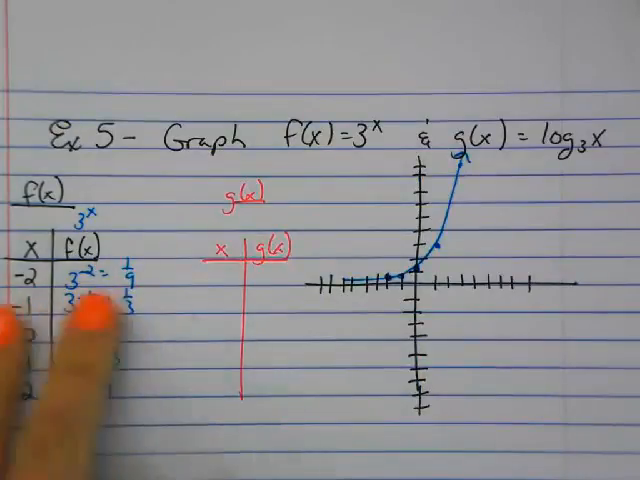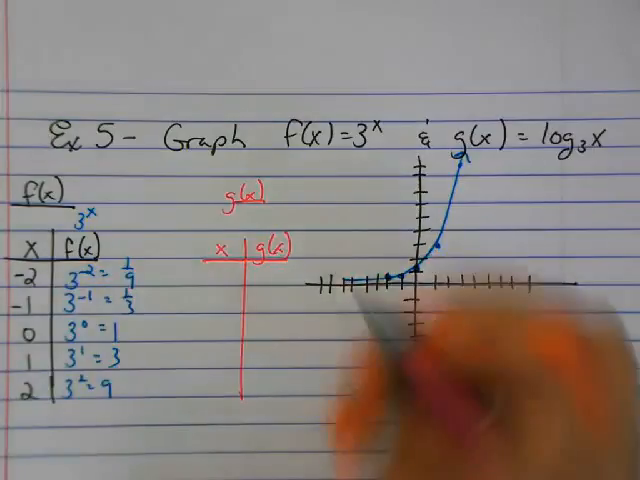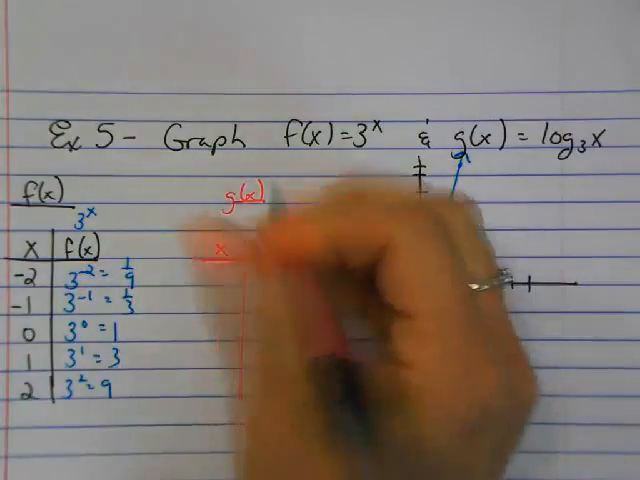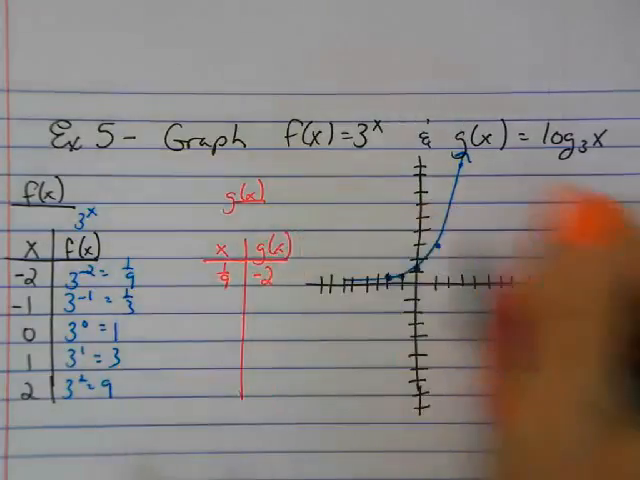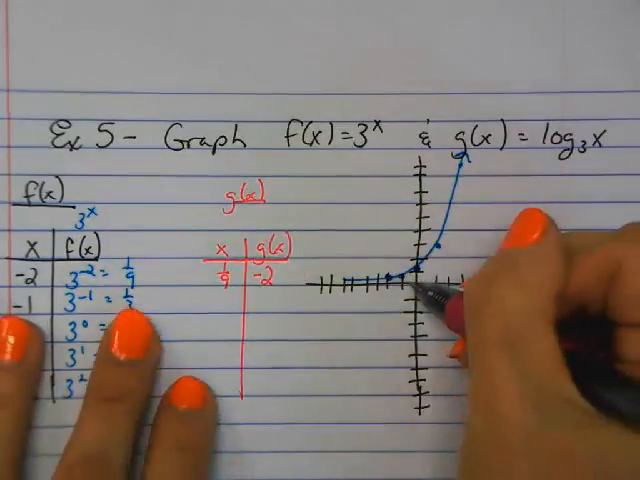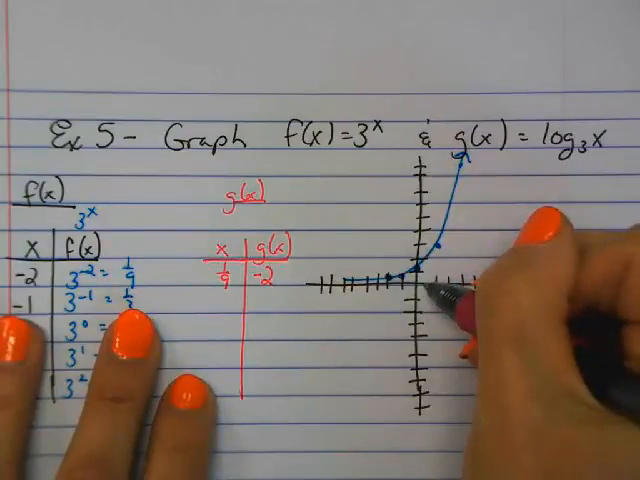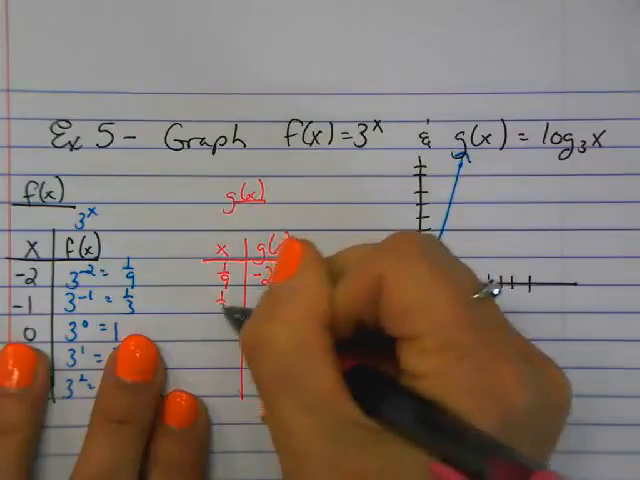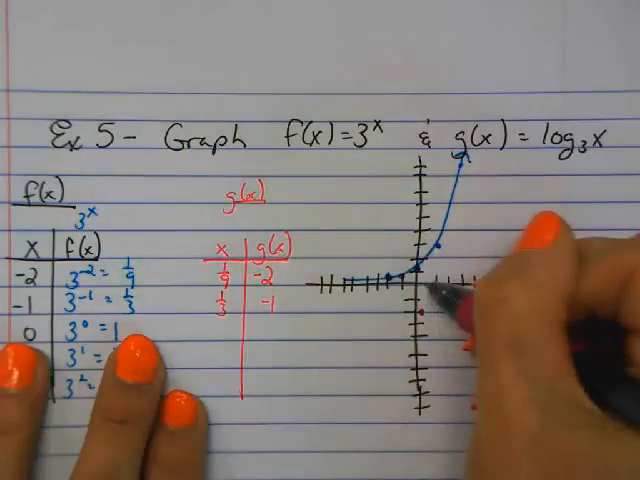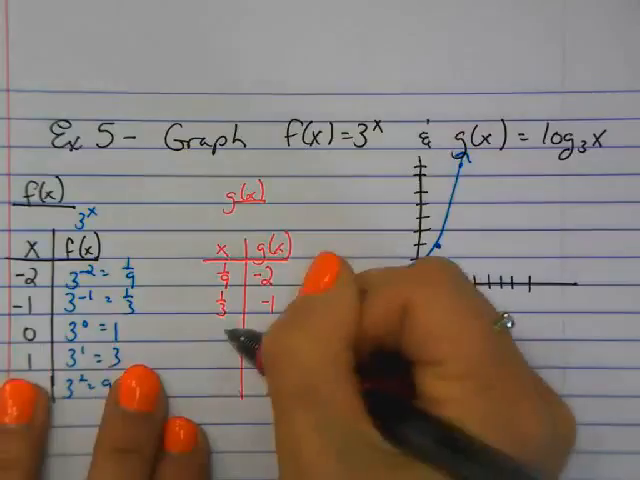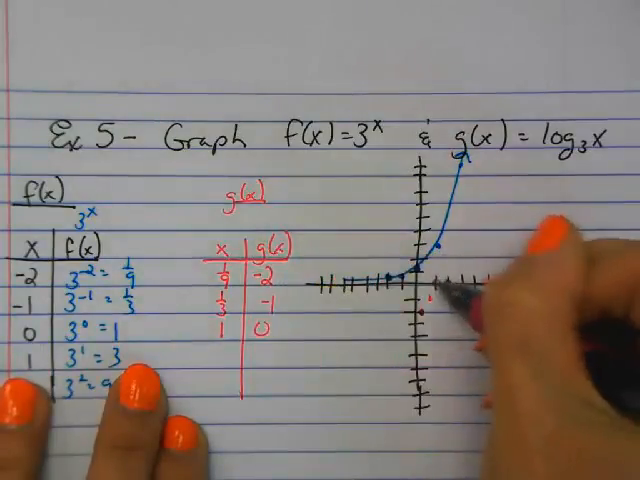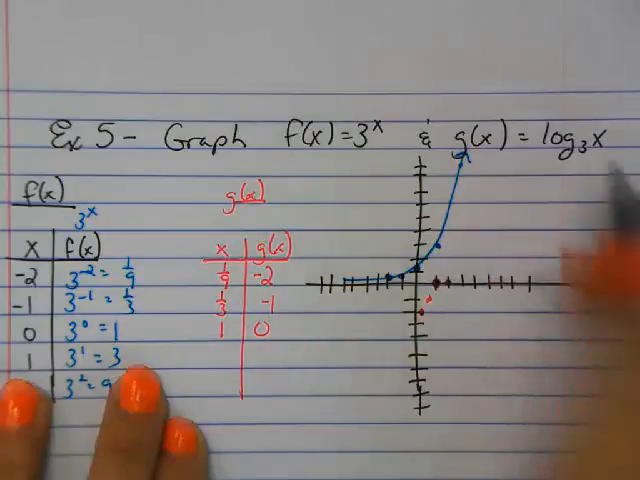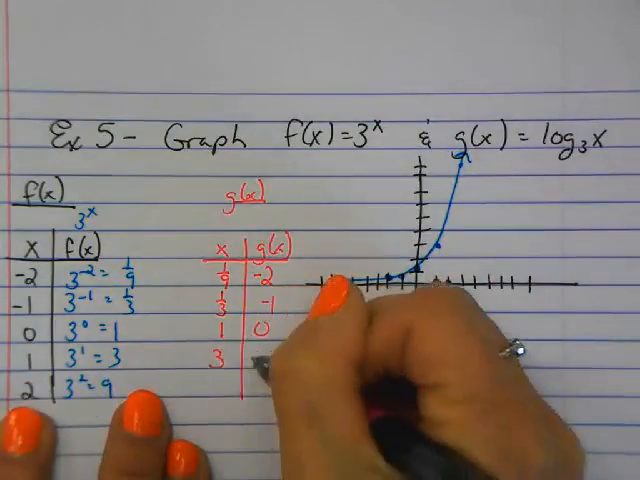So I get x is 1/9, negative 2. So when x is 1/9, I'm at negative 2. When x is 1/3, I'm at negative 1. When x is 1, I'm at 0. Oops, put it in the wrong spot. There it is. When x is 3, the function is 1. And when I'm at 9, the function is 2.